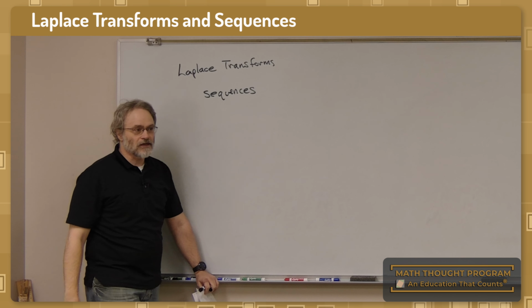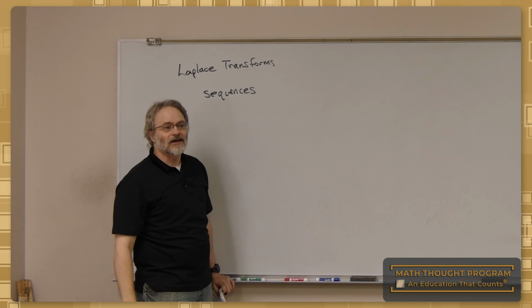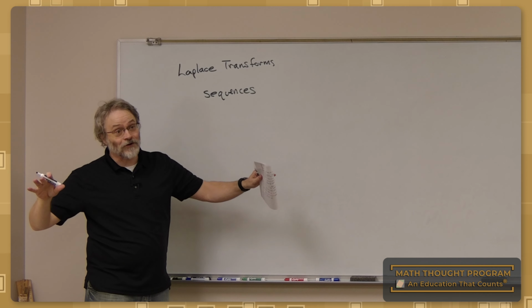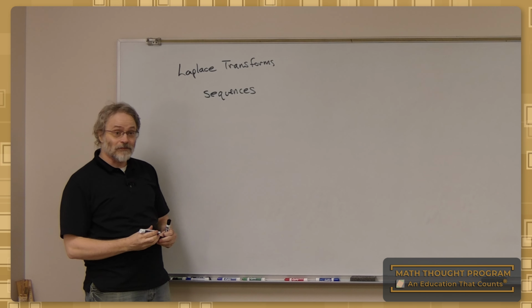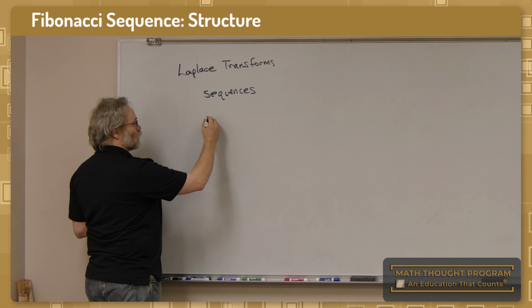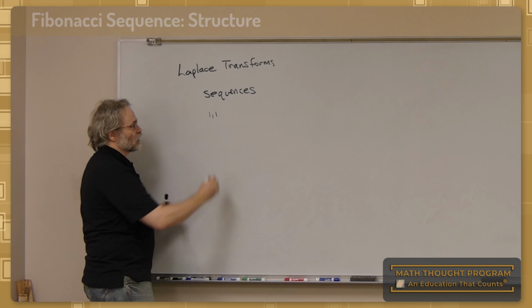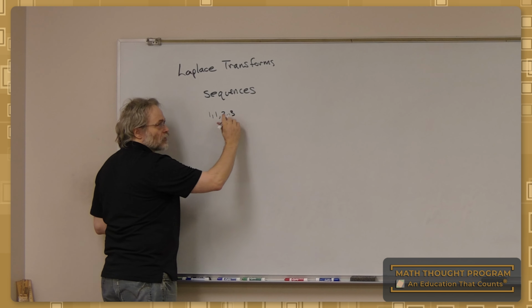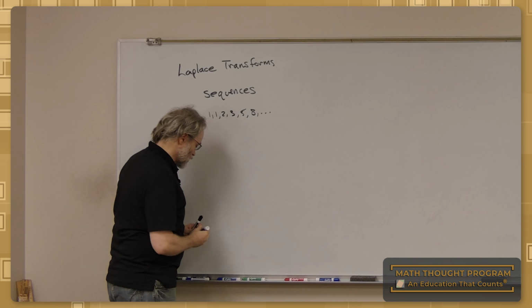A sequence is really just a discrete function whose domain is going to be over the integers. And a sequence that you're really familiar with is the Fibonacci sequence, where you're looking at 1 and 1. And you add up the next two values, you get a value of 2, then 1 and 2 gets you a value of 3, and 2 and 3 gets you a value of 5, and then you get a value of 8, and so on and so forth.